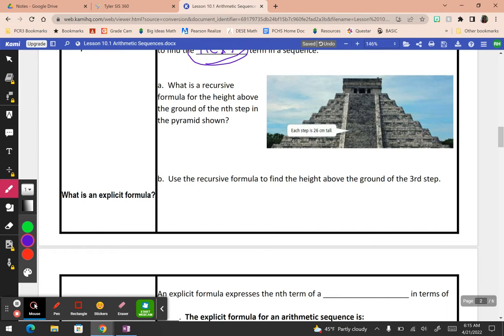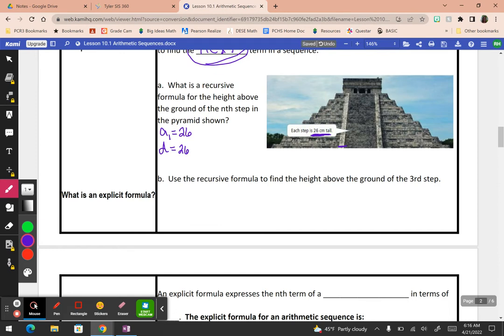So, what is the recursive formula for the height above the ground of the nth step in the pyramid shown? Each step is 26 centimeters tall. So, again, we need a sub 1 every time, right? And we need the common difference every time we write a formula. So, each step is 26. That means I'm adding 26 every time. That's our difference. And then if each step is 26, that means this first step down here on the bottom is 26 as well.